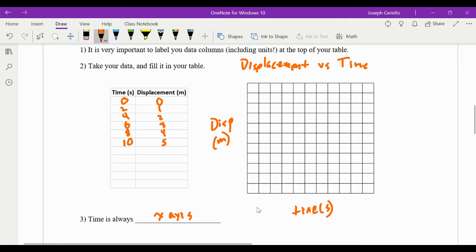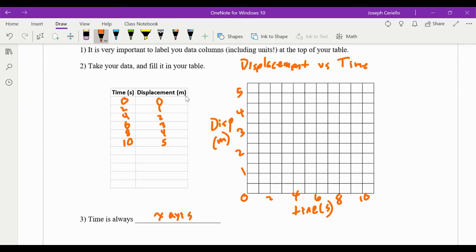So we're going to put some data points down. Actually, before we do that, we have to get the scale. So the time, let's see, the time goes up to 10 seconds. So maybe every box will be 1 second. So 0, 2, 4, 6, 8, and 10. And over here, let's say every 2 boxes is 1 meter. So 1, 2, 3, 4, 5. It's really important to use at least half the graph.